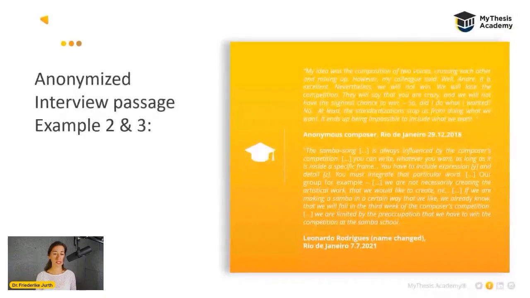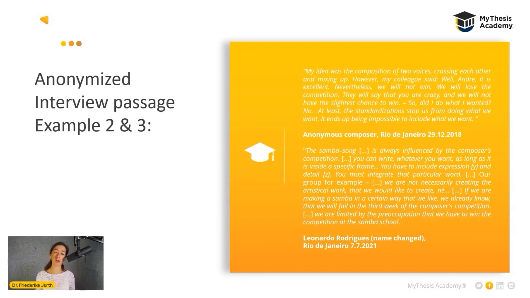Then we have a second example, and a third. This is not from a joint session or from a collective interview, but this passage is from one single person. And as you see here, it is important that you also inform about the date and the place of recording. So the related information should be there.